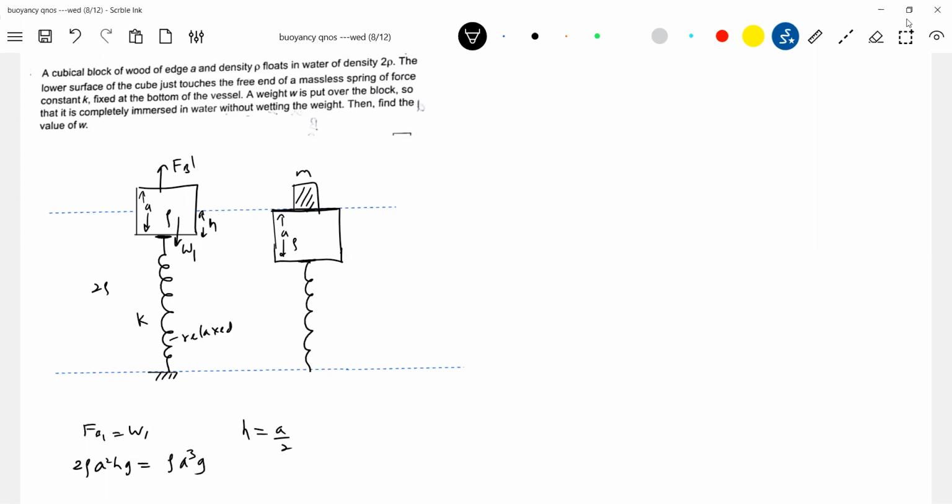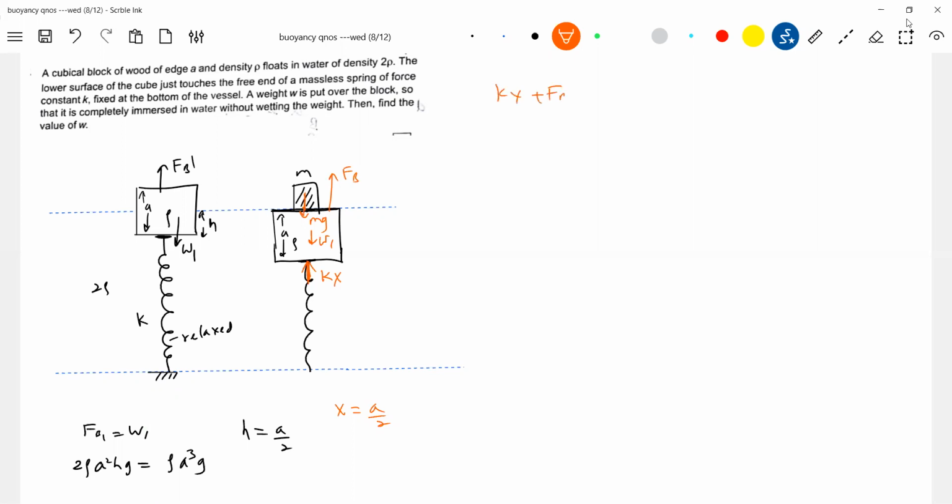So how much should the spring be compressed? Shall we say A by 2? So how much spring force should act here? So let's start showing all the forces. Spring force will be Kx, I'll call it. What should be the value of x? The spring should be compressed by how much distance? By H, or A by 2. Spring force we know. We know the weight W1, we know the weight of the block. So let's equate, and also the buoyant force.